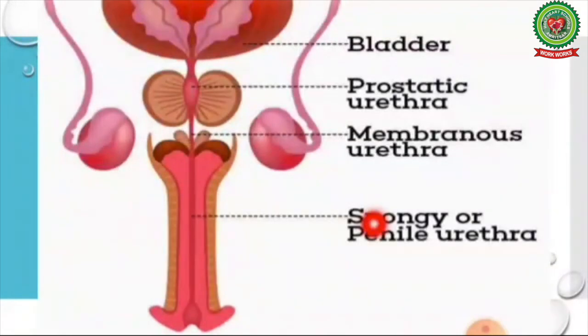Here we can see the bladder, and then the first part or the upper part of the urethra, that is known as prostatic urethra. Then the middle part is the membranous urethra, and the third one, that is the lower part of the urethra, called spongy or penile urethra.